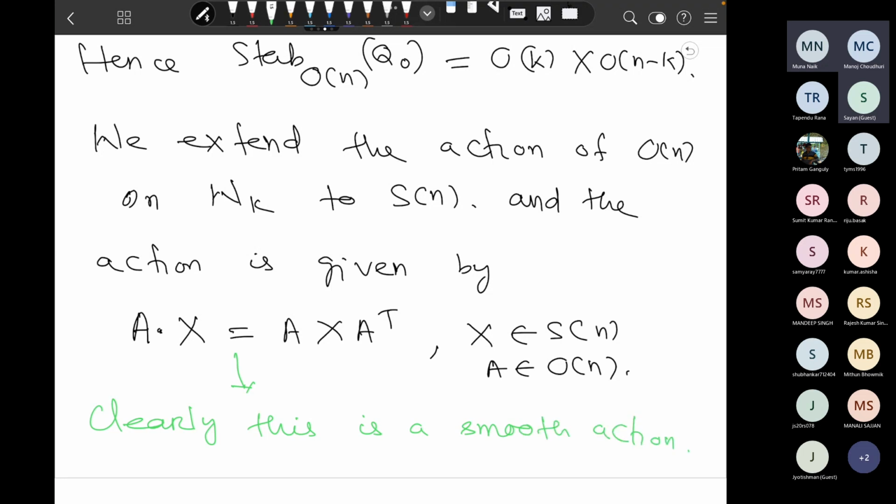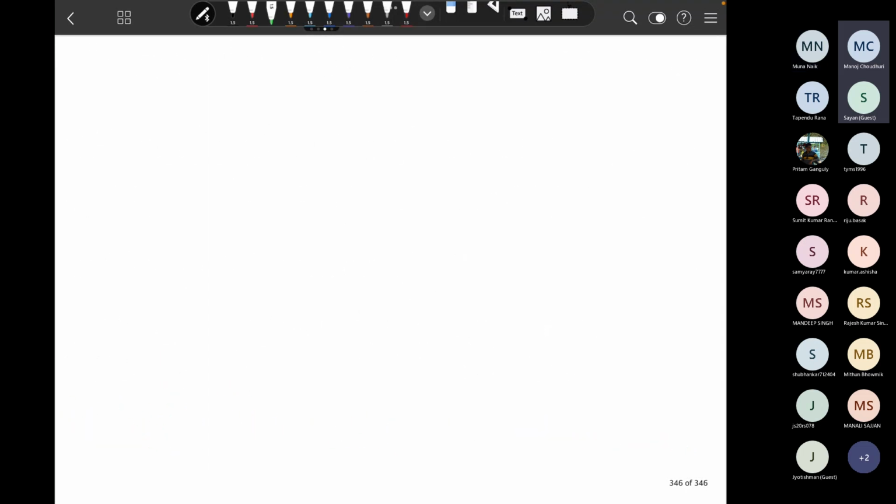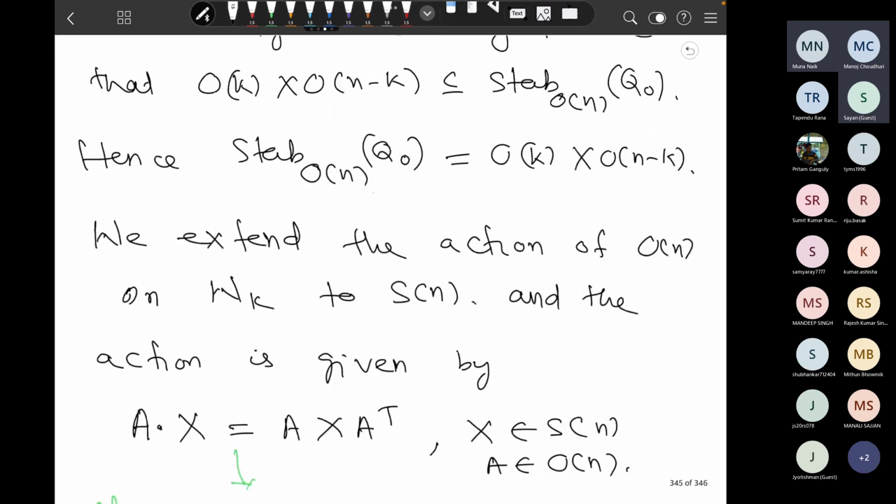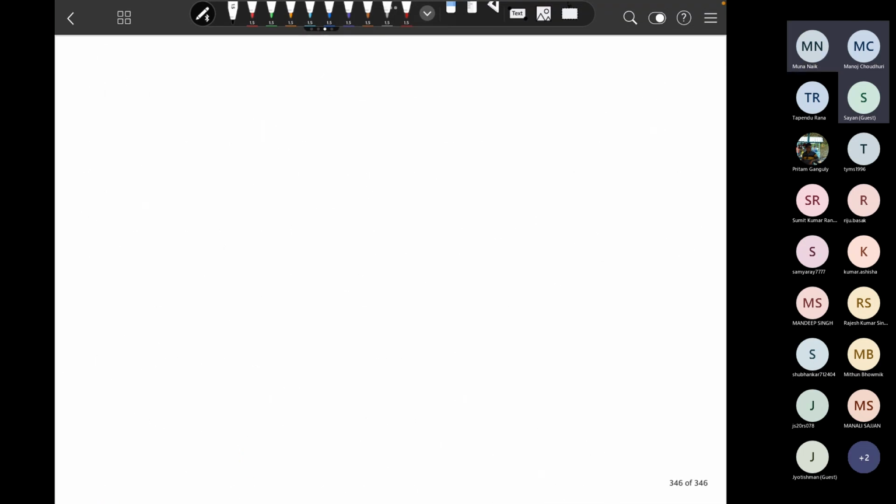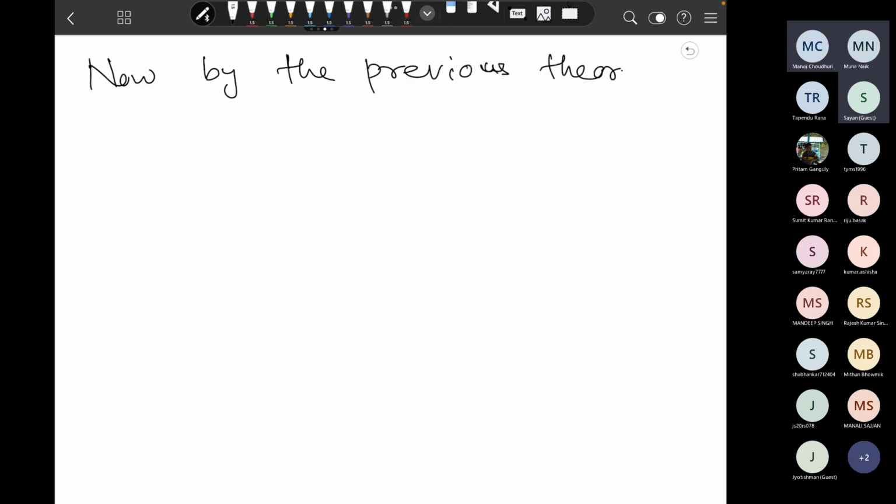Now I will use that theorem which I stated. I look at O_N dot Q naught. By the previous theorem, this orbit of O_N acting on Q naught is W_k, and this group O_N is compact, so this is an embedded submanifold.